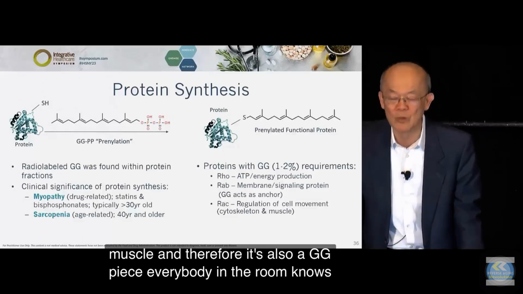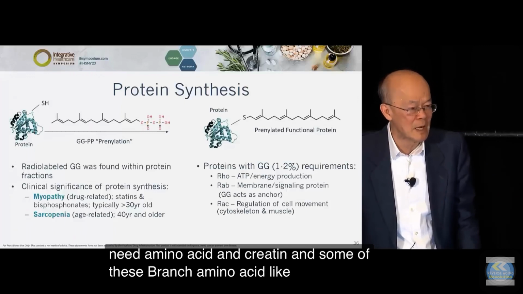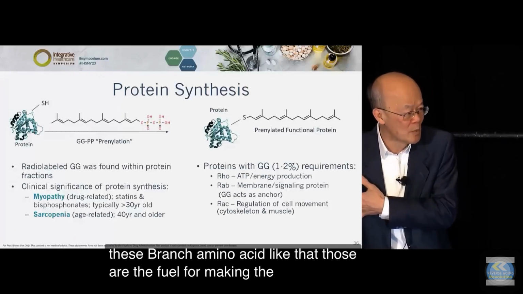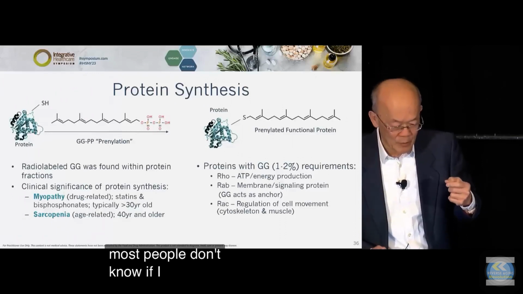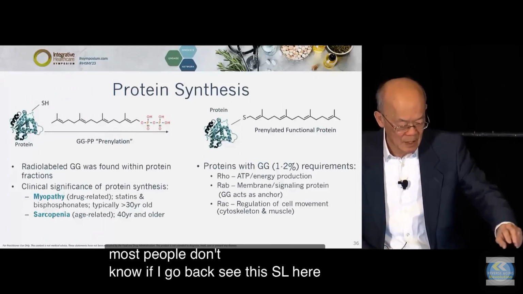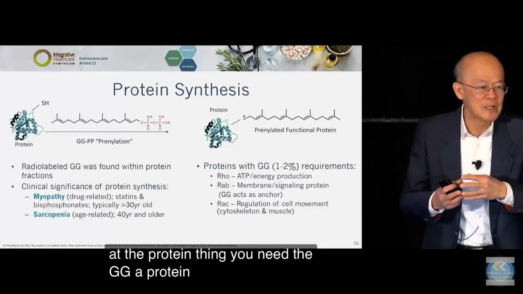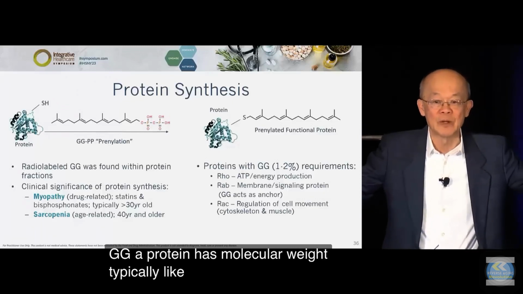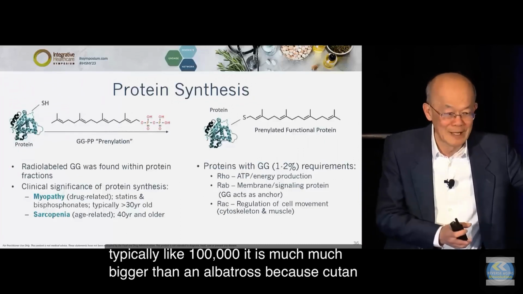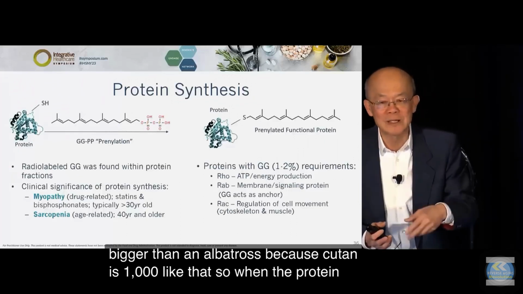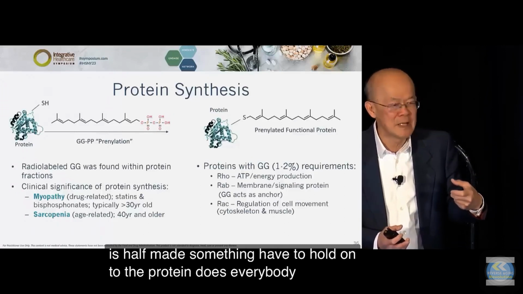Everybody in the room knows we need amino acids and creatine and some of these branched-chain amino acids. Those are the fuel for making the protein. But most people don't know, if I go back, see this slide here? Look at the protein thing. You need the GG. A protein has a molecular weight typically like 100,000. It is much, much bigger than CoQ10, which is 1,000 like that. So when the protein is half made, something has to hold on to the protein. Has anybody ever explained that to you?